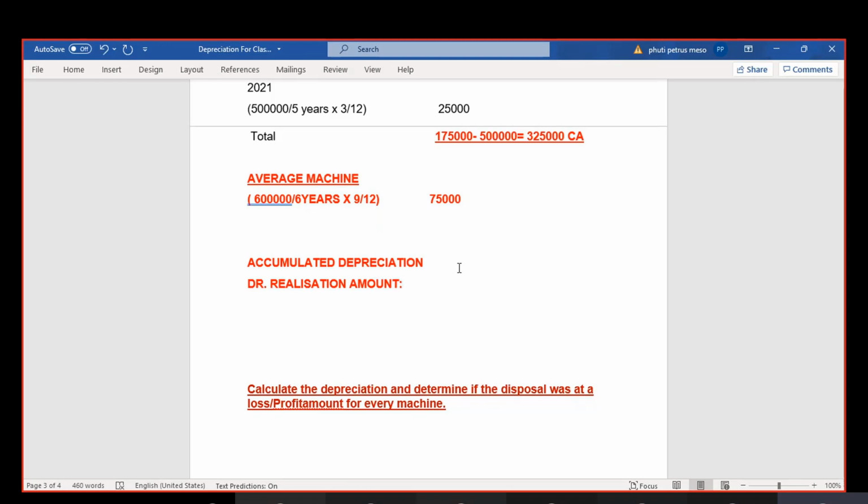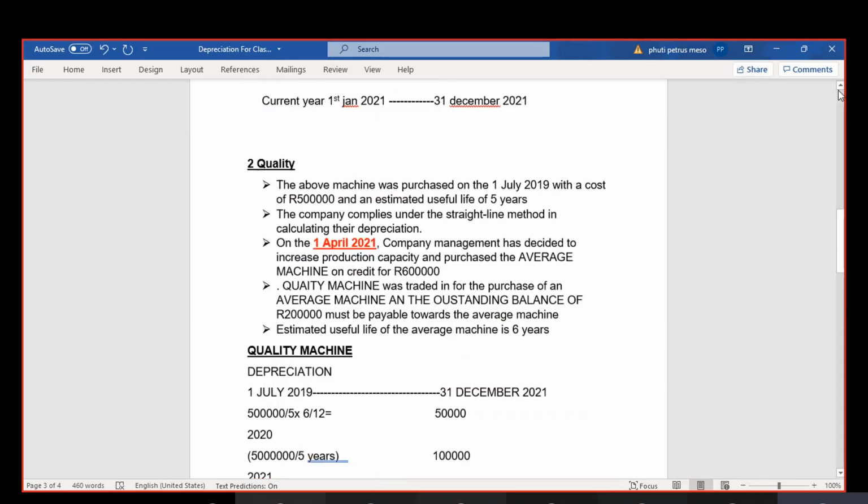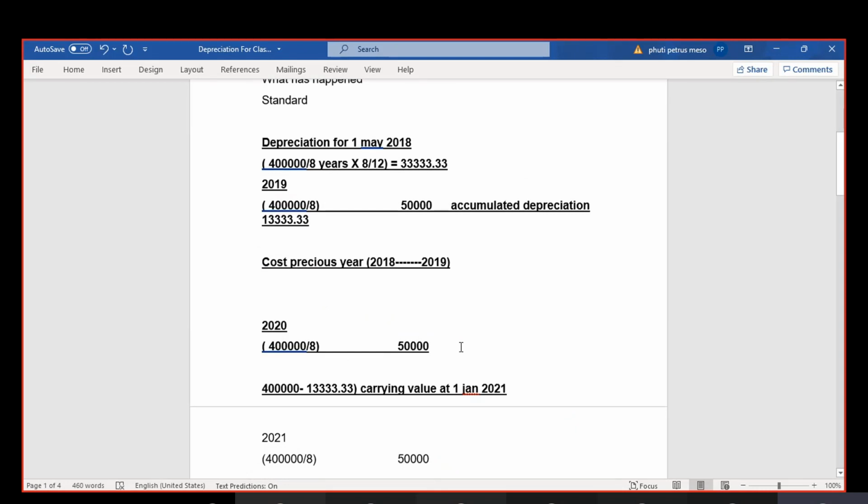Which figures do you think would form part of your realization? Actually, let me just say, which figures do you think would form part of your accumulated depreciation? Remember, when I began this question, I told you that the depreciation that happened in the past forms part of your accumulated depreciation. Meaning that you need to look at the depreciation in the previous years, prior to the current year. Okay, I'm going to start with the first machine here. Meaning that we have to deal with the depreciation from the beginning of the year and make it a realization account as part of your debit account.